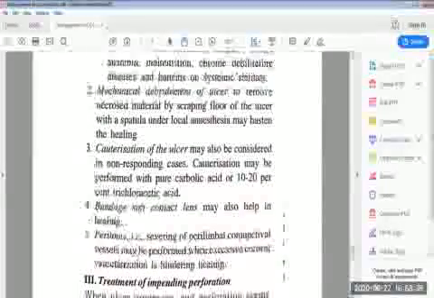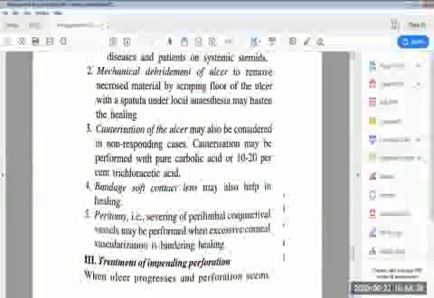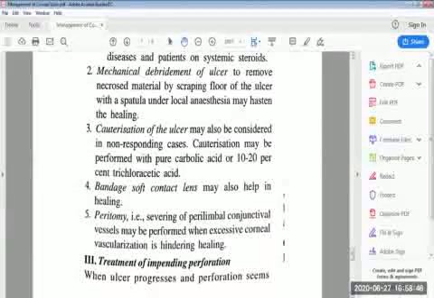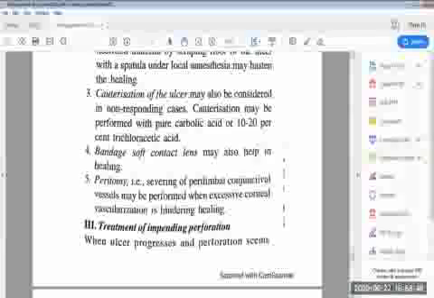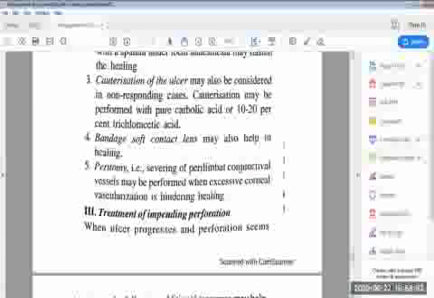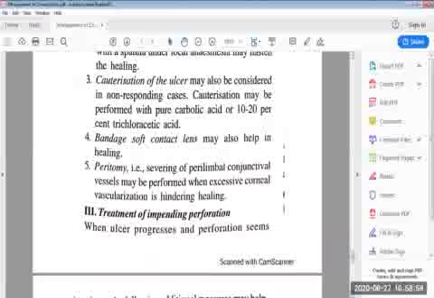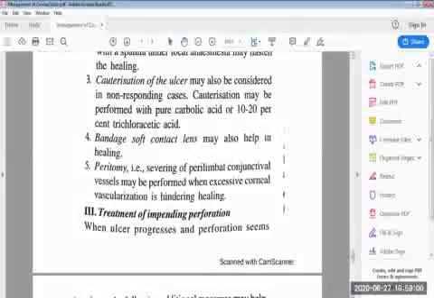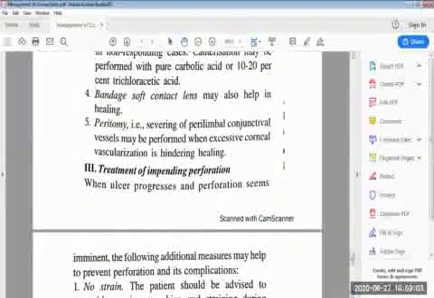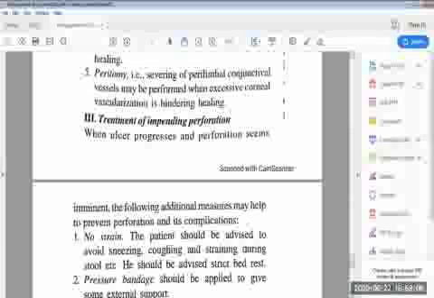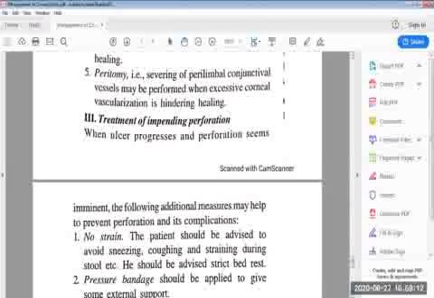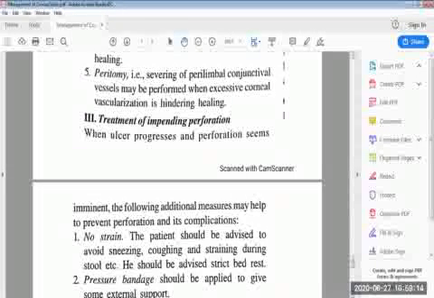Then mechanical debridement of ulcer to remove the necrosed material by scraping the floor of the ulcer with a spatula under local anesthesia may hasten the healing. Then cauterization of the ulcer may also be considered in non-responding cases. The cauterization may be performed with pure carbolic acid or 10 to 20% trichloroacetic acid. Then bandage soft contact lens may also help in healing. Then peritomy. The severing of perilimbal conjunctival vessels may be performed when excessive corneal vascularization is hindering the healing.